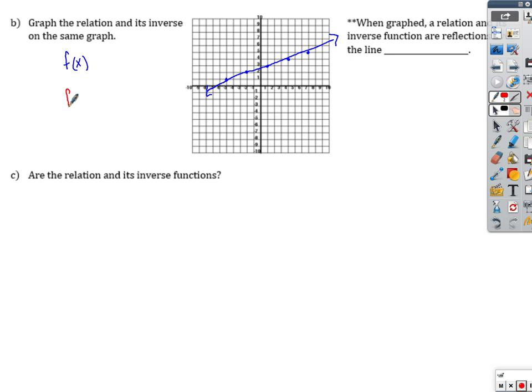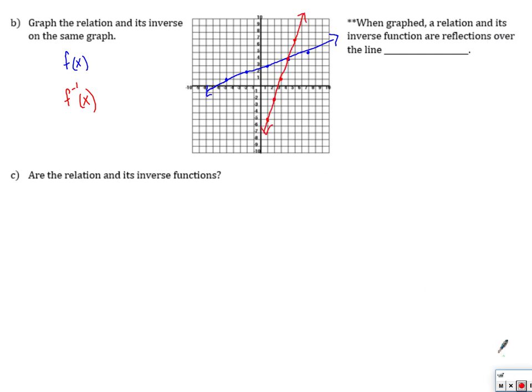And then I'm also going to graph the inverse on the same coordinate plane, and I'm just going to do that in a red color. So I'm going to do that where we switch them all. So 1, -5. All right, so there's all of those inverses.